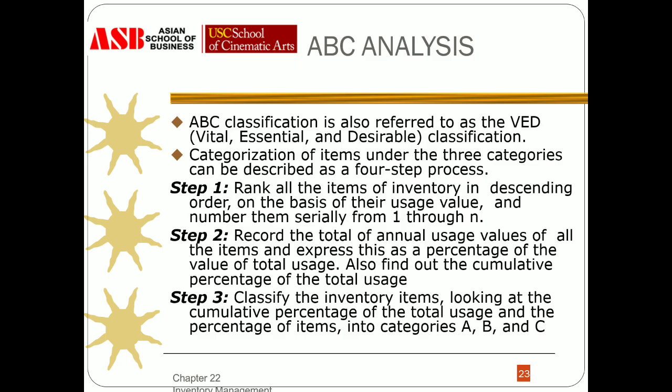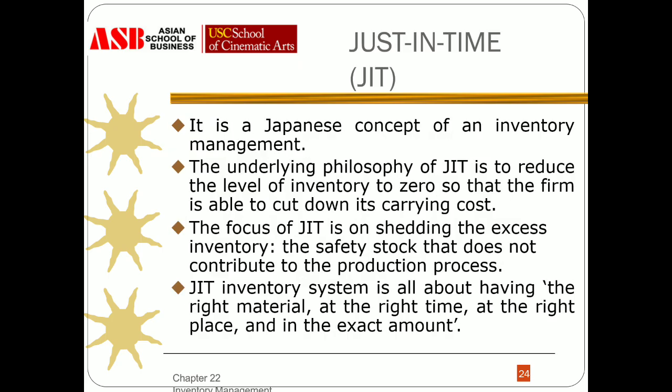Then third is to classify the inventory items looking at the cumulative percentage of the total usage and the percentage of the items, that is into A, B, C. So A category would be the highest value items, B category would be the moderate value items, and C category would be the low value items, and accordingly the company will decide how much physical quantity is to be maintained for all three levels of inventory.